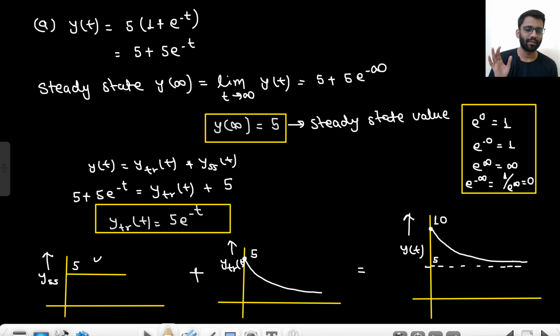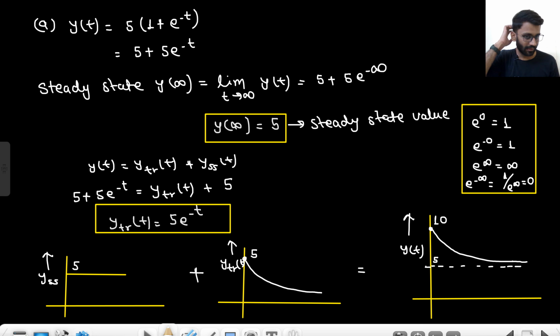Are you getting my point? What is the actual meaning of transient and what is the actual meaning of steady state? The transient will die out. It is starting from 5, but eventually it is dying out. This will always die out, but this will always remain. At steady state you will only see 5. The rest of the part will die out.